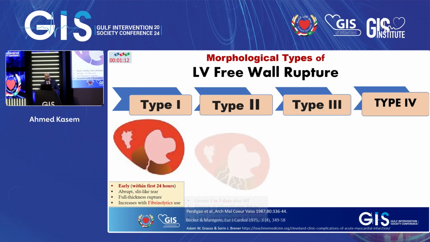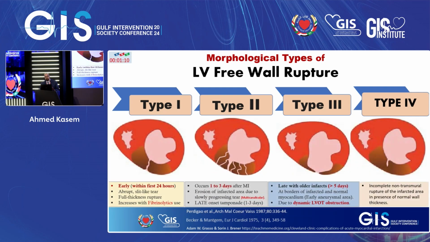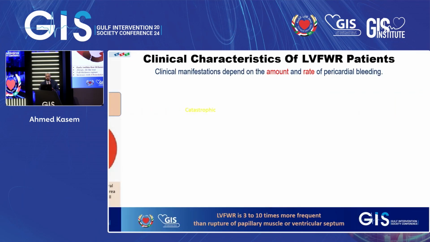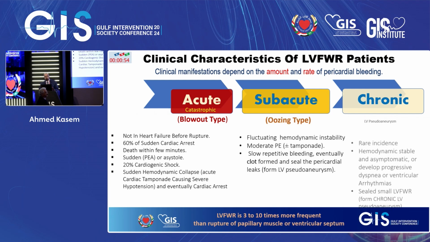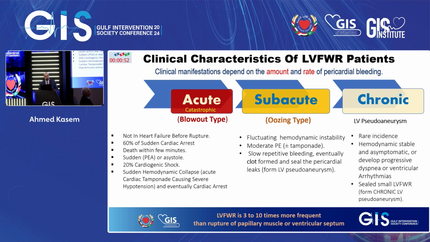And there are different types of this free wall rupture. Our patient, unfortunately, had all these 3 types evolving over 7 days. And of course, the worst scenario is the acute blowout type. The patient can die within a few minutes. The subacute type can tolerate a few minutes to hours, and then the chronic type continues as LV pseudoaneurysm.